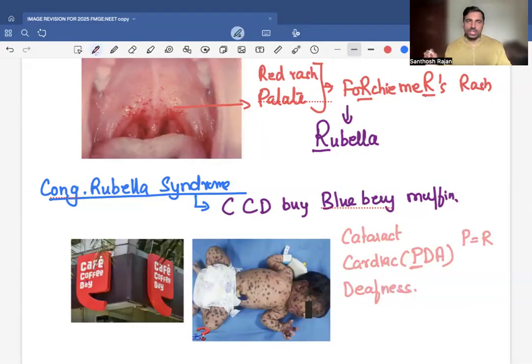Sensorineural deafness. Okay. This is a triad, classic triad, with the blueberry lesion. The rash will be a blueberry rash. You will have blueberry rash. That's what. Okay. Blueberry rash.